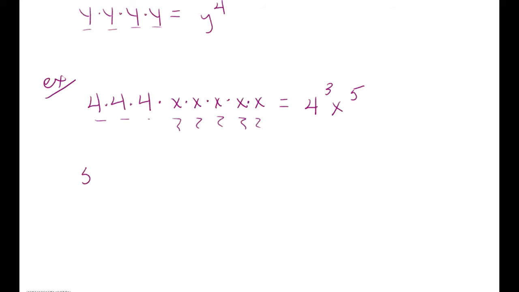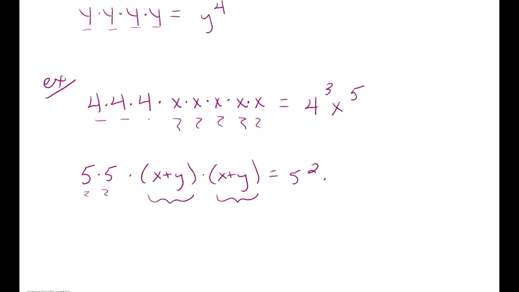Okay, what if I had 5 times 5 times the quantity x plus y times x plus y? Okay, don't be distraught. We're going to follow the same rules here. We have 2 5s, so it's 5 to the 5th. And then simply count how many quantities you have of the x plus y. And of course we have 2, so it would be 5 squared times the quantity x plus y squared.